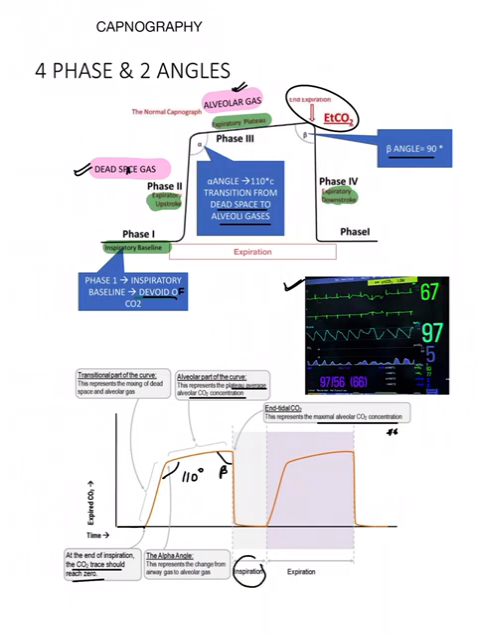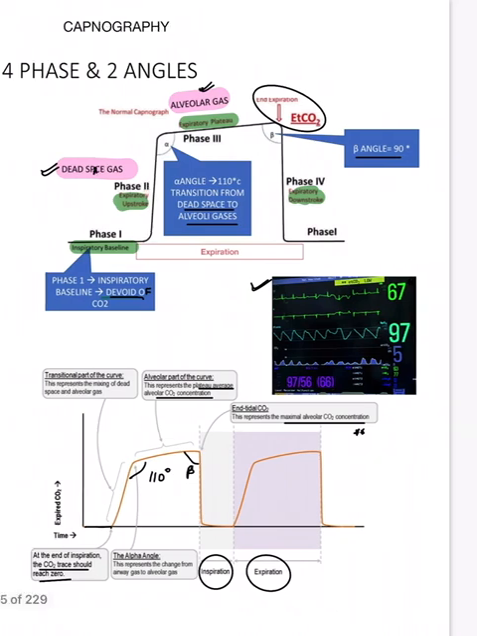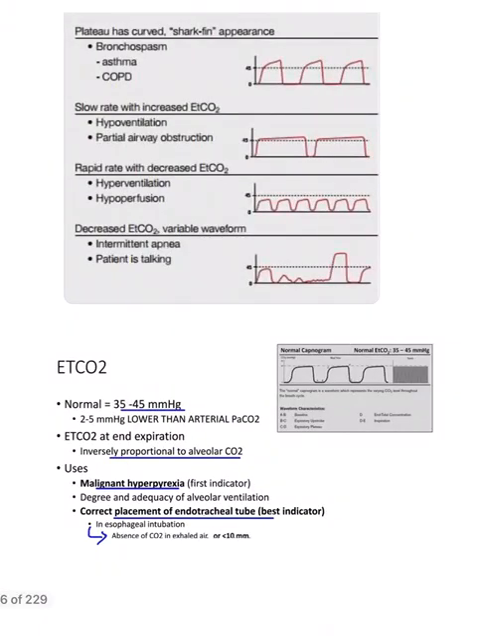So this is the inspiration part of the graph, and the remaining curve that you see is the expiration part of the graph. There are a few different appearances that you may see. The plateau is curved and looks like a shark fin appearance. This happens when there is a spasm, as in asthma and in COPD. Now coming on to the increased ETCO2.